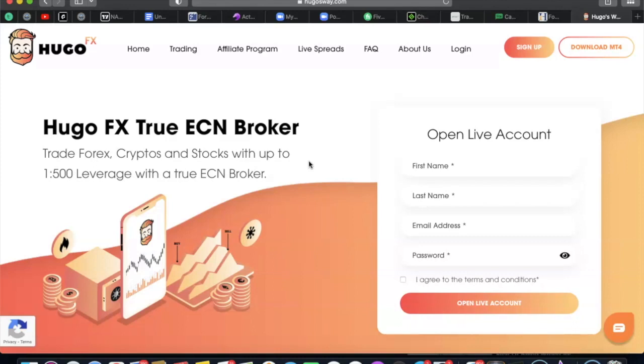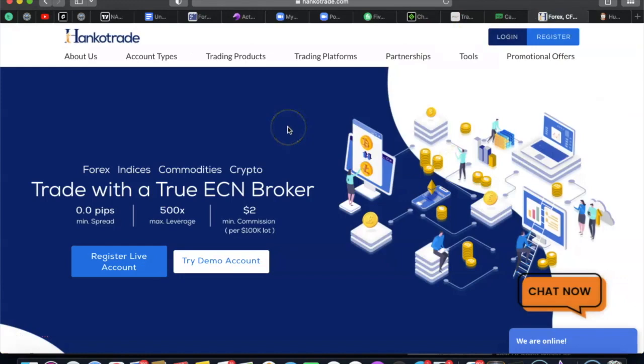So when you're trading, they say that you guys should be risking like 1 to 3% of your account. That's in my personal opinion, and I think that's extremely smart. So you guys can either go with Hugo's Way, that's the one that I personally use, or you guys can use Henkel Trade. It's 100% up to you what you guys want to use.